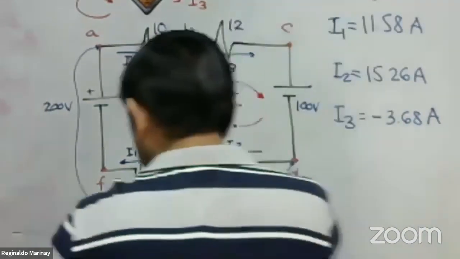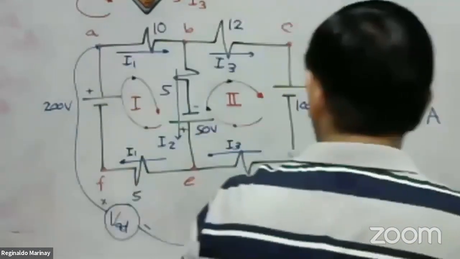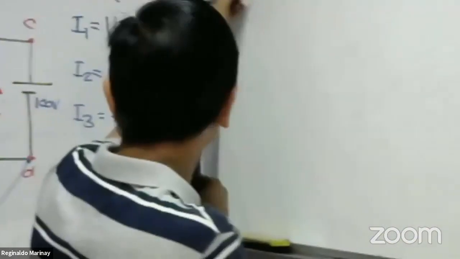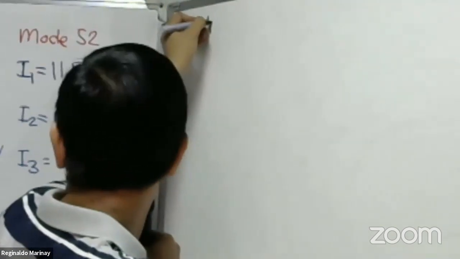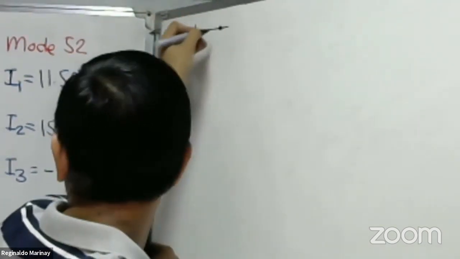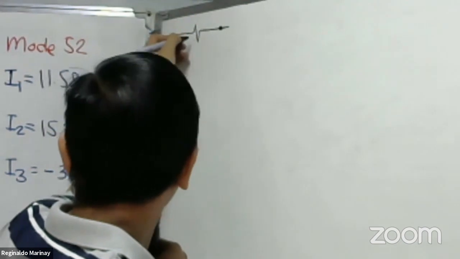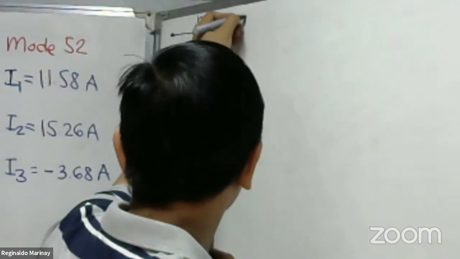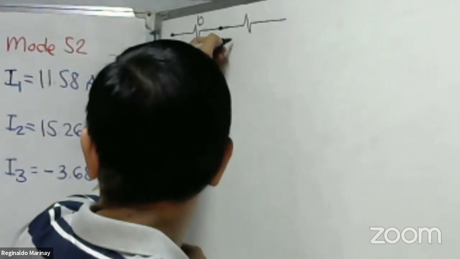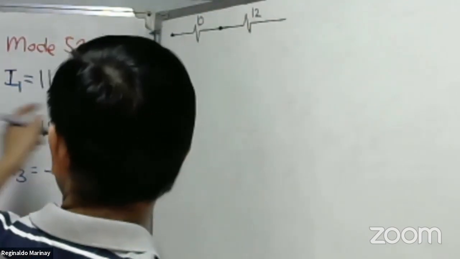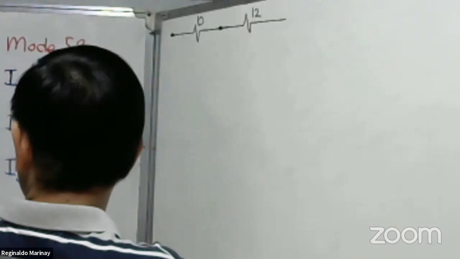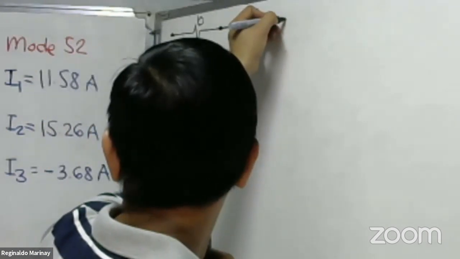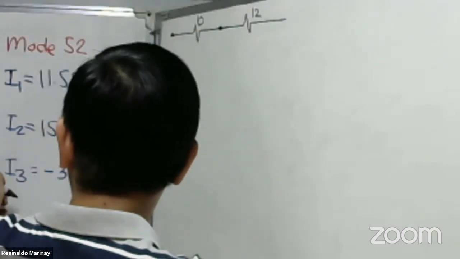I will draw the line from point A to B. There is a 10 ohm resistor from point A to B. From B to C, we have the 12 ohm resistor. Okay. From C to D, there is a voltage source, 100 volts.